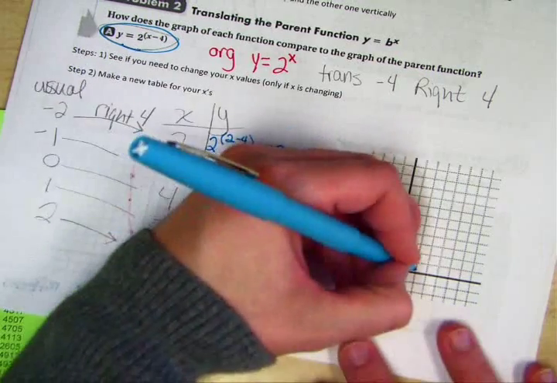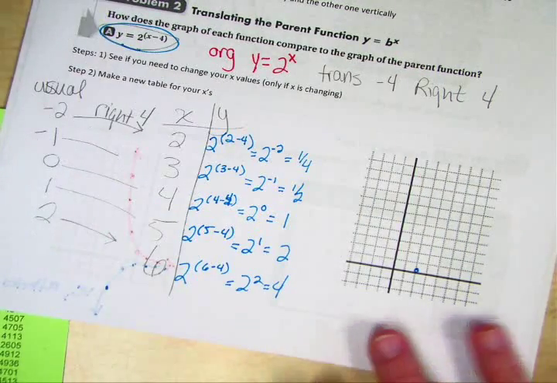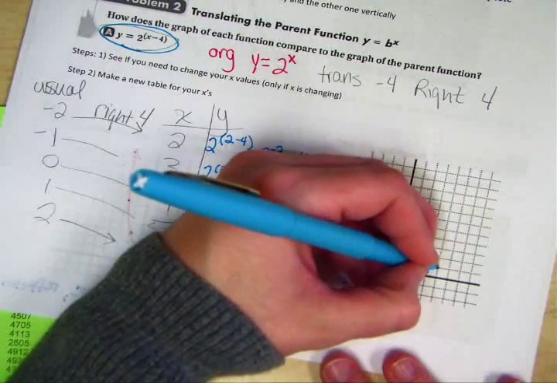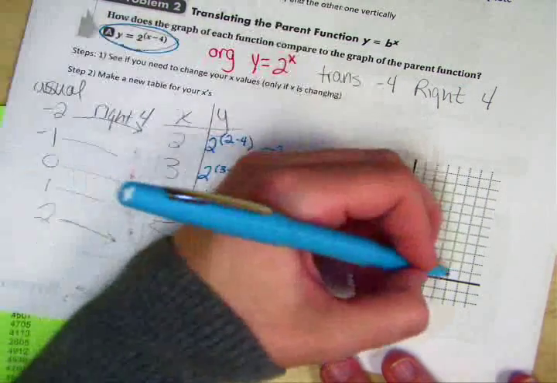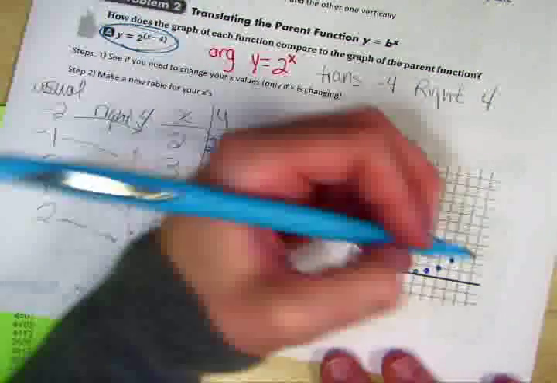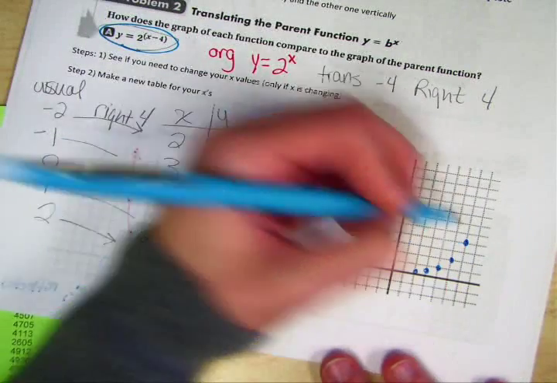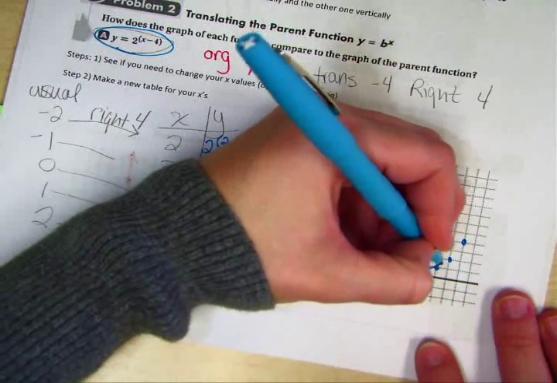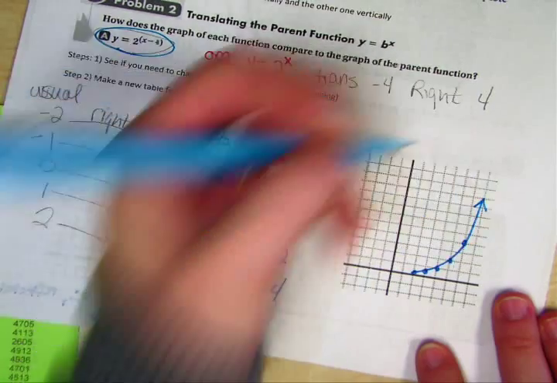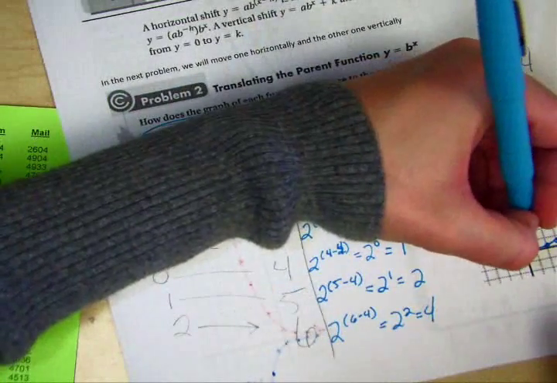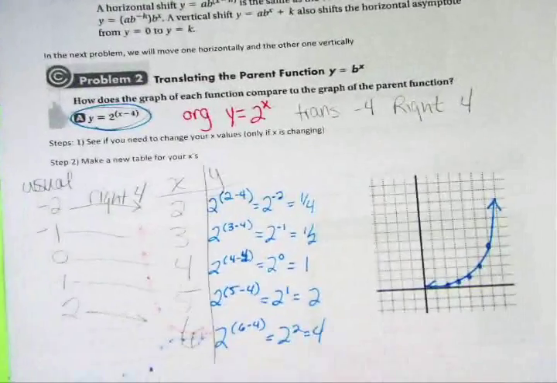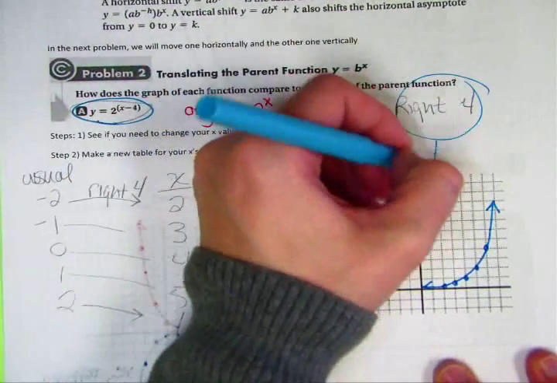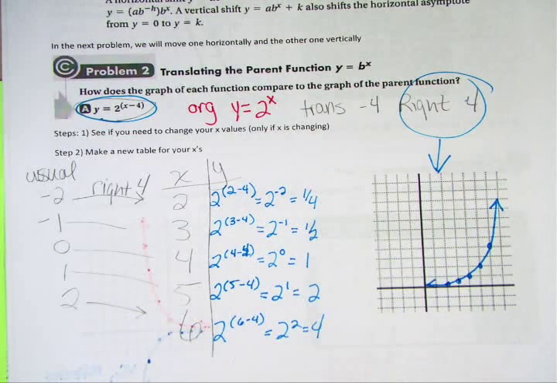Let's plot our new points. Over 2, up 1/4. Over 3, up 1/2. Over 4, up 1. Over 5, up 2. And over 6, up 4. Make sure you have it approach the x-axis but never cross. And you can see that this has indeed moved to the right 4 units.